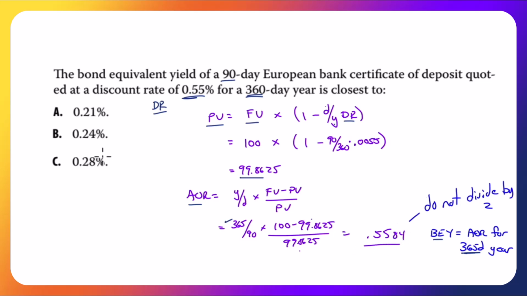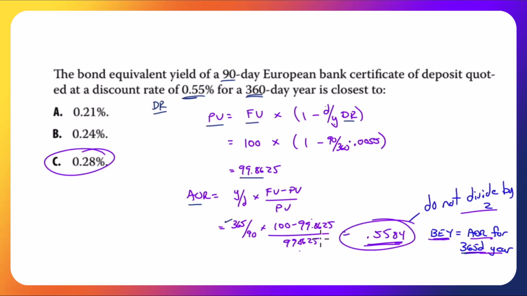The answer that they give you is 0.28 because they divide this by 2. You do not divide it by 2. It is already quoted as a bond equivalent yield. Since they're assuming, well, that's on a semi-annual basis, we'll divide it by 2 to get 0.28. You do not divide by 2. An add-on rate for a 365-day year is the bond equivalent yield.